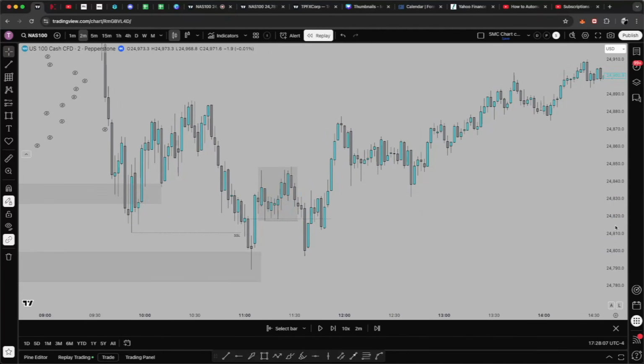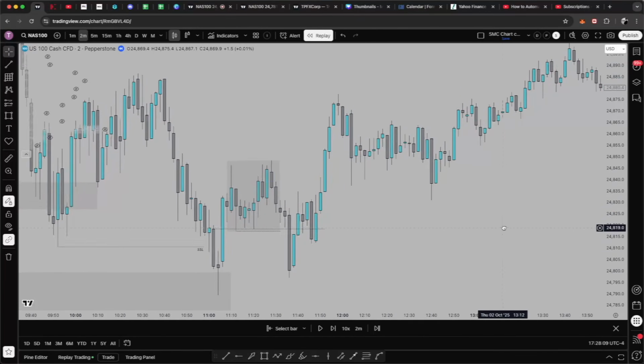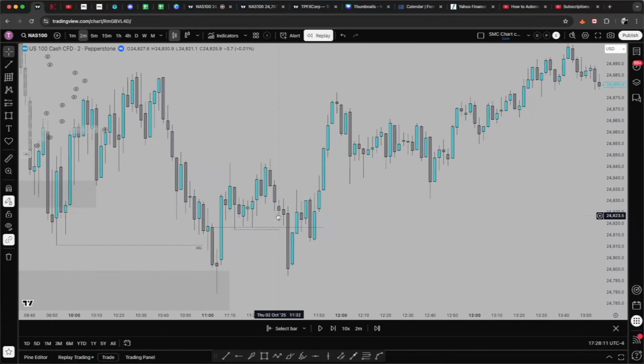Now there are sometimes some types of entry models from ICT, right? For example, here, if you see this sweep, this accumulation started from here. Now notice where this move starts, all the way from up here down to here. See, one, two, three, four, five candles, right? And then it takes two candles to come back inside the range.